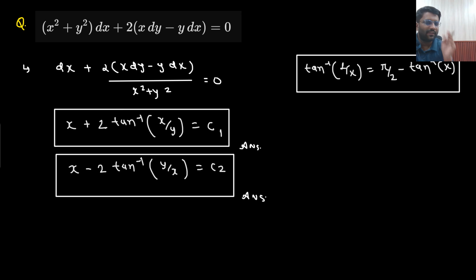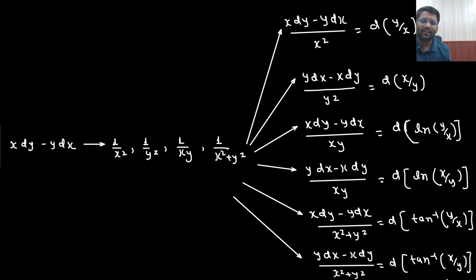But if they are asking inspection, then make sure that you remember x dy minus y dx. Just remember this table. Which table? This table that we have seen. Remember x dy minus y dx. Sir, minus sign is there. Yes, minus sign is there. Sir, this particular thing is not very straightforward.